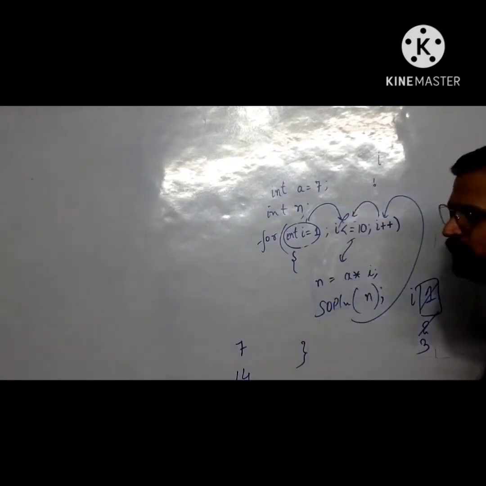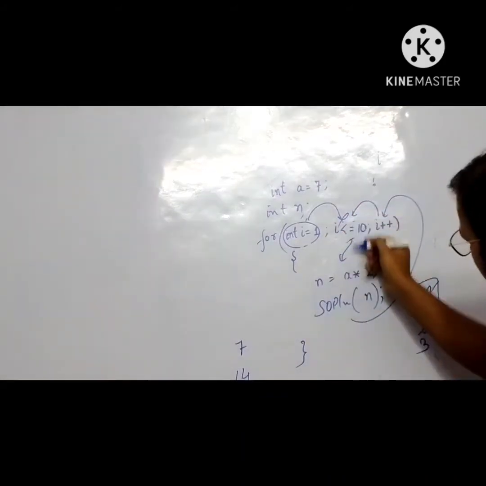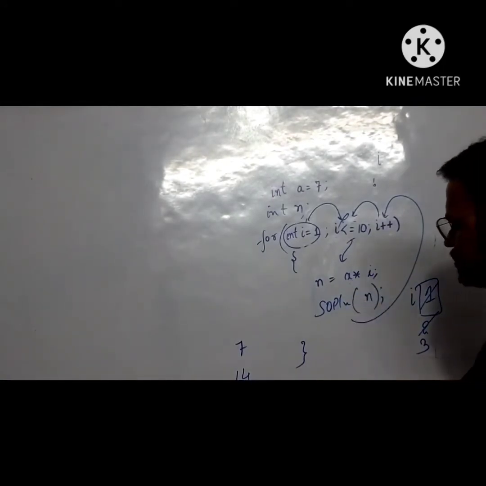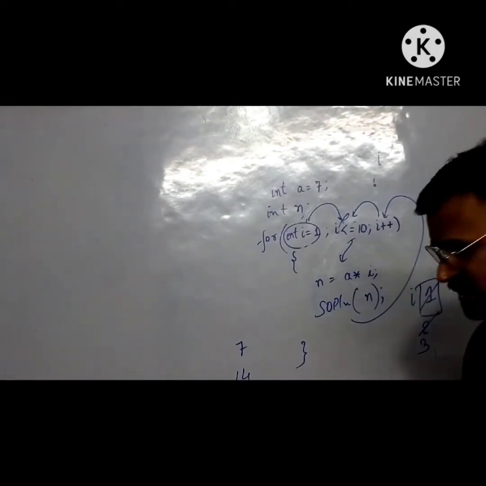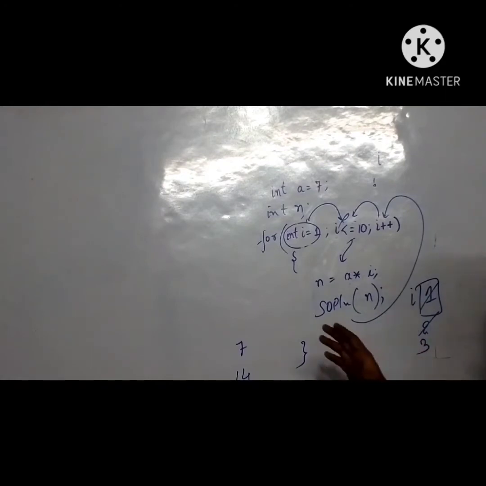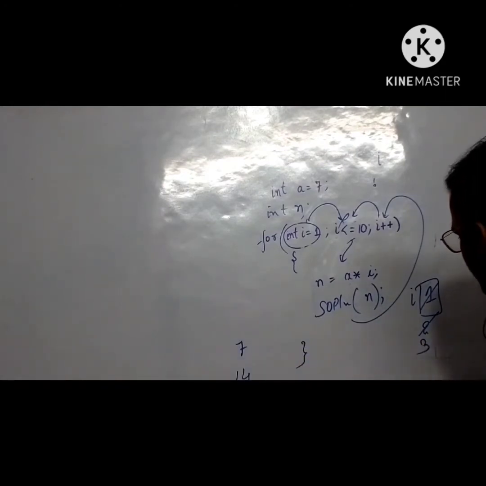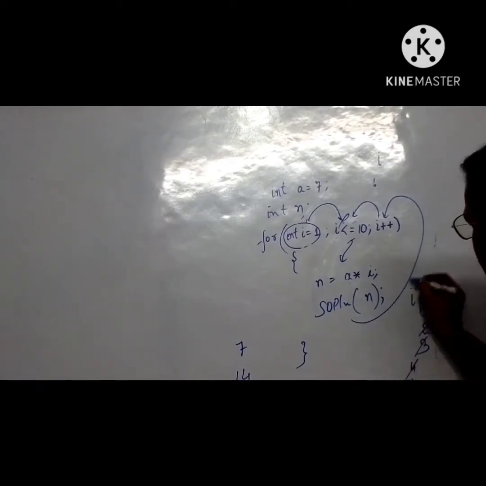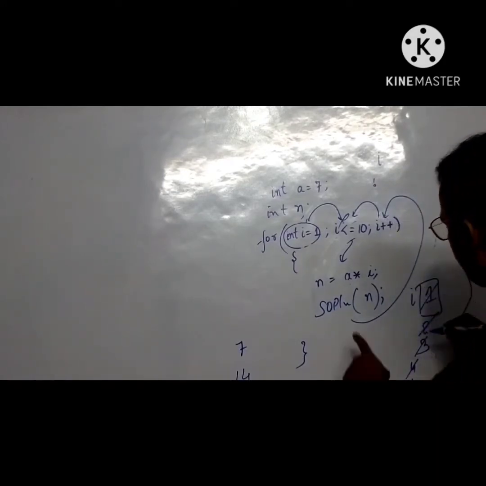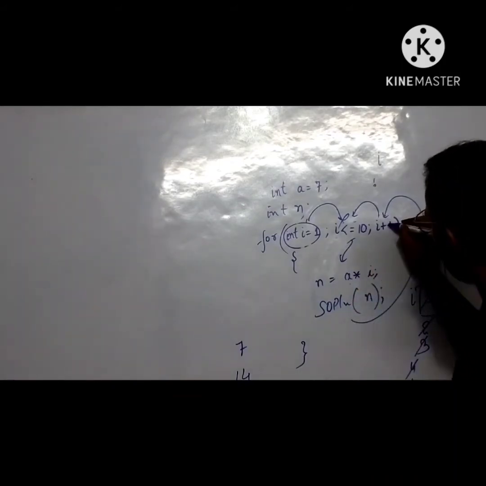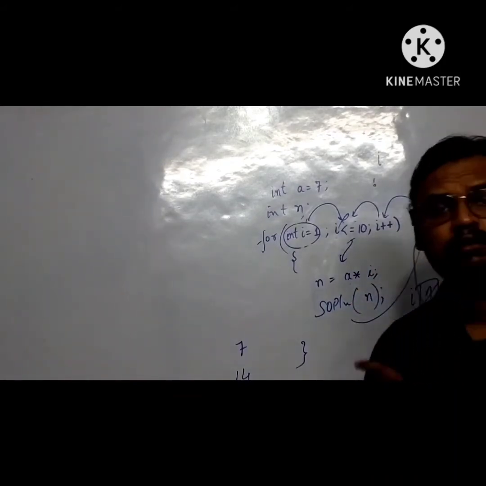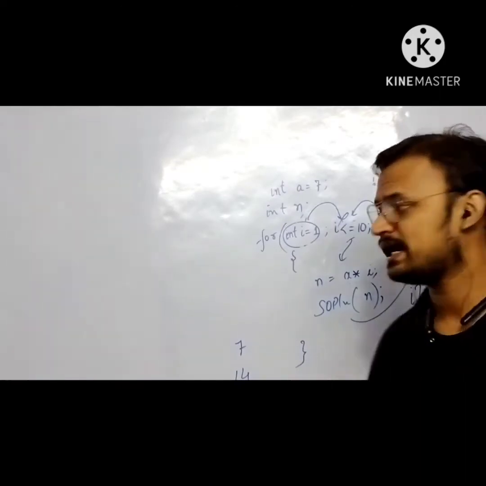3 is less than or equal to 10. Yes, it is also true. Again 7 into 3, that is 21, will be printed. Similarly, you will get 4, 5, 6, 7, 8, 9, 10. And whenever there is a 10, I hope that you get the flow. Whenever you get 10, it is increased by 1, so the value of 10 goes here and you get 10++, that is 11.